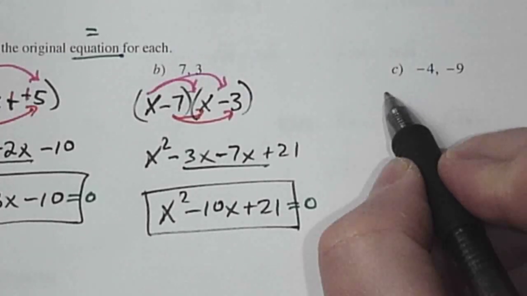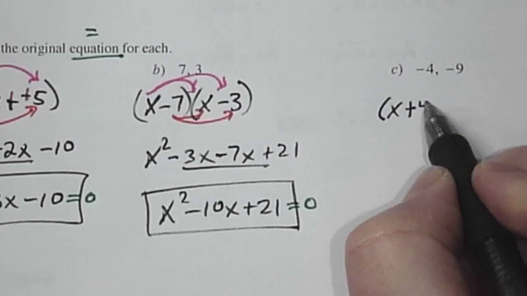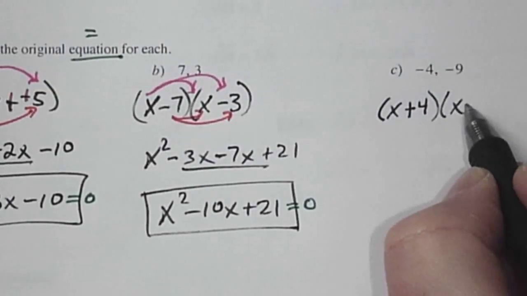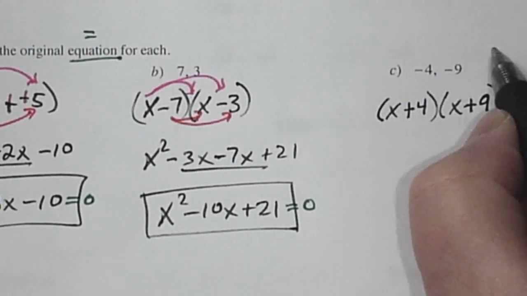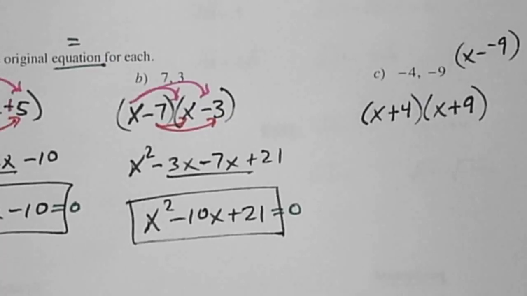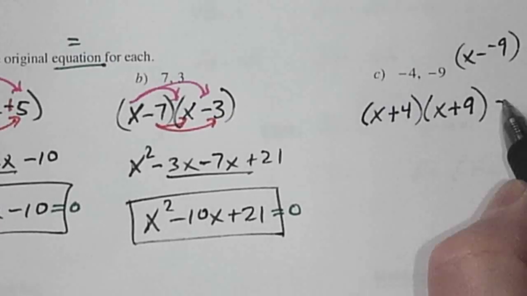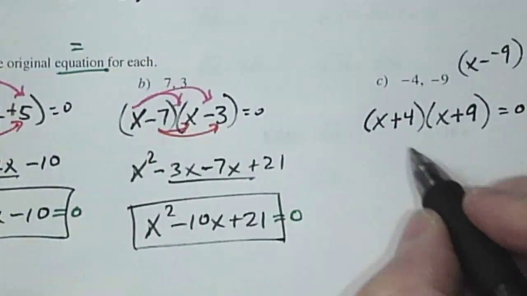Well, again, I talked to you about double negative. So x minus negative 4 is going to be plus, and x minus negative 9 is going to be plus. Okay, remember, it's minus a negative, so a double negative becomes plus. And it's supposed to equal 0. We'll put it up there. Put it on all of them.